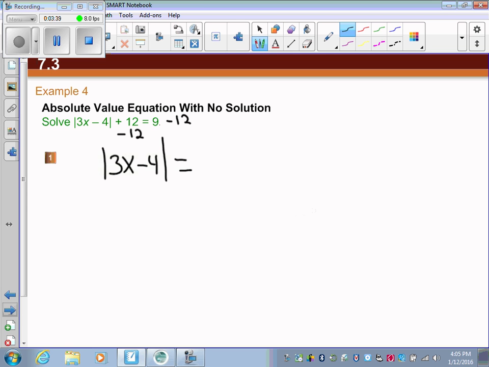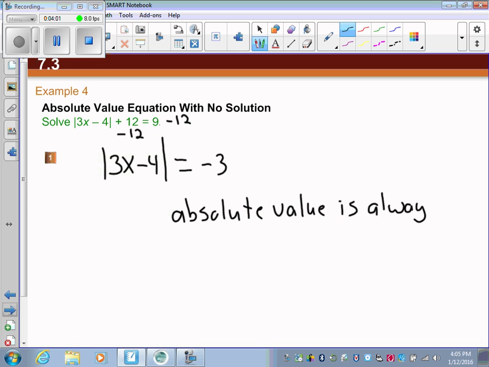9 subtract 12 is negative 3. Would you ever be able to have a situation where an absolute value answer was equal to negative 3? No. Absolute value is always positive. So this does not work. No solution.